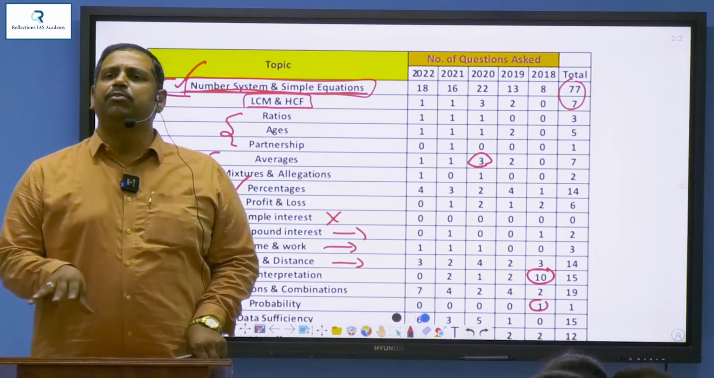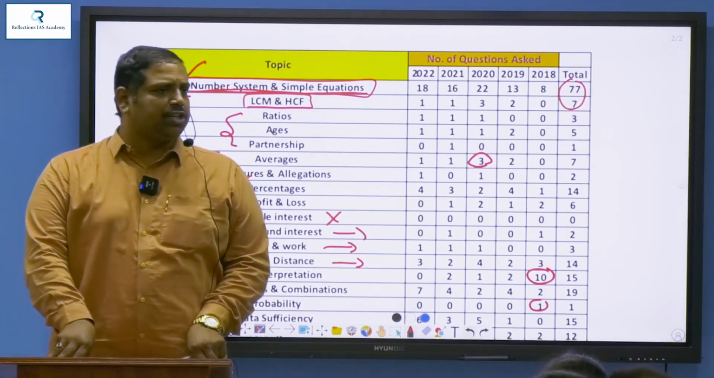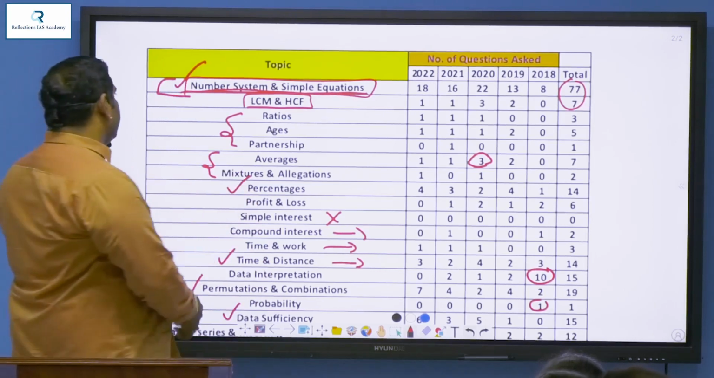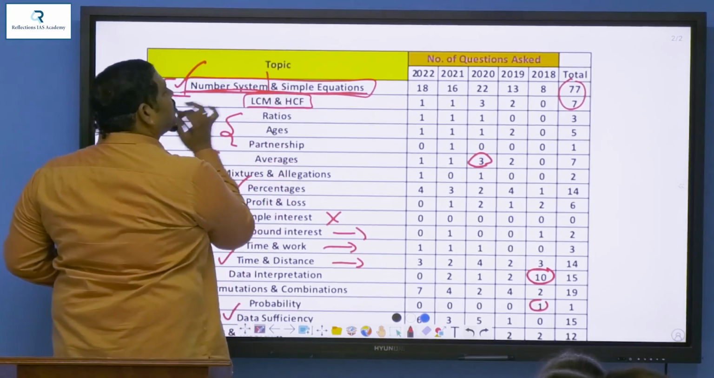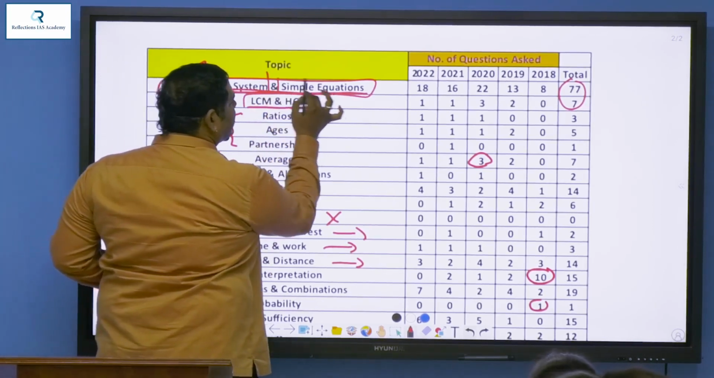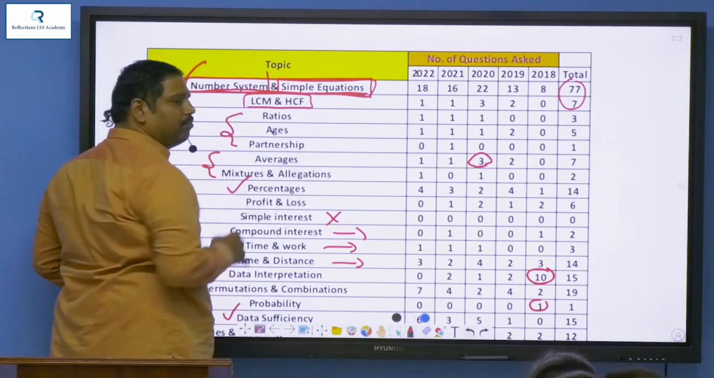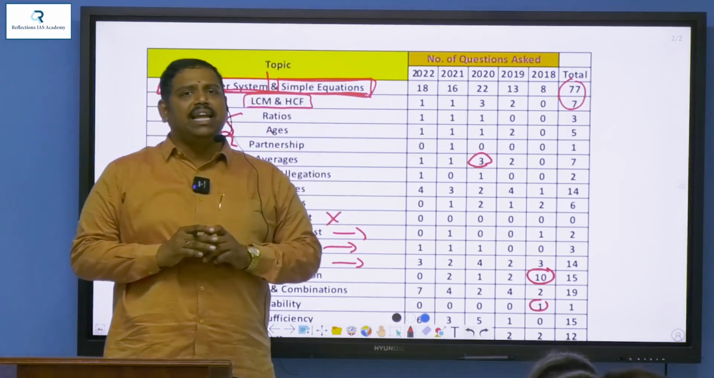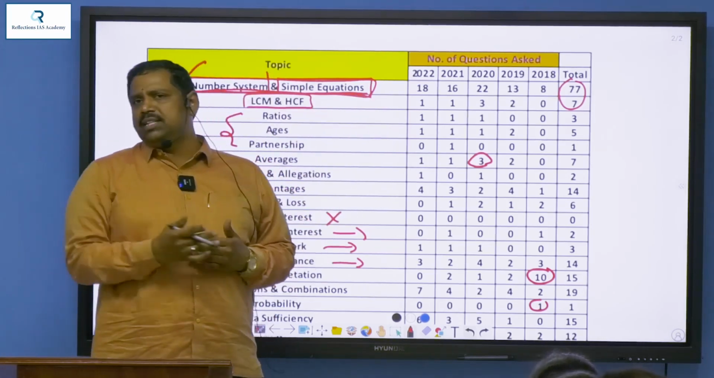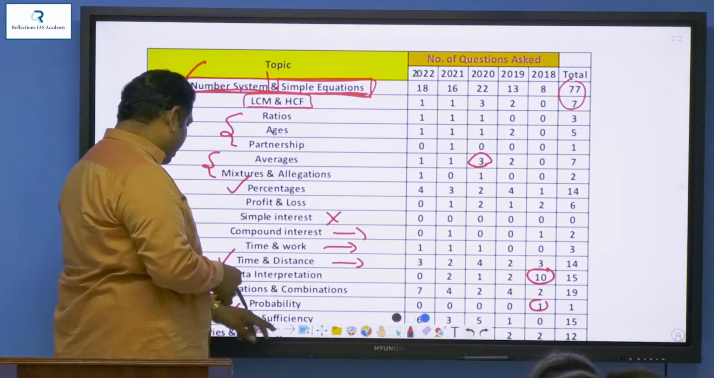This is the first module that we are focusing on today. In number system, we have some basics to discuss. Coming to simple equations, it doesn't have any basics. What is meant by simple equations, if you want to know? Okay, I'll give you some introduction.